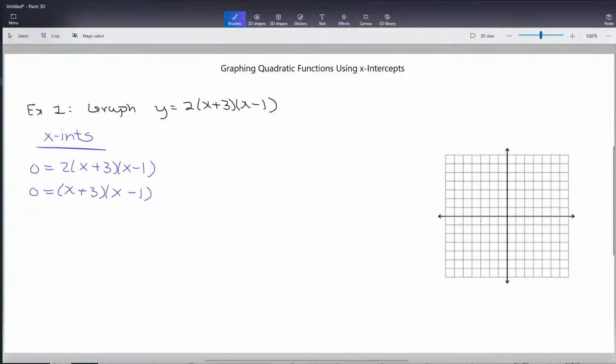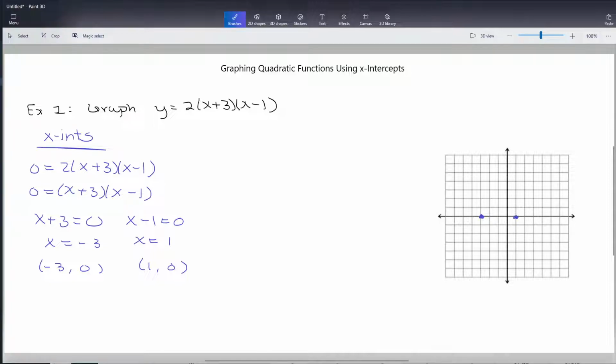Now we're going to set each of our factors equal to 0. So we're getting x equals -3 and x equals 1, and each of these is going to be an x-intercept: (-3, 0) and (1, 0). I'm going to go ahead and plot those on the graph: (-3, 0) and (1, 0).